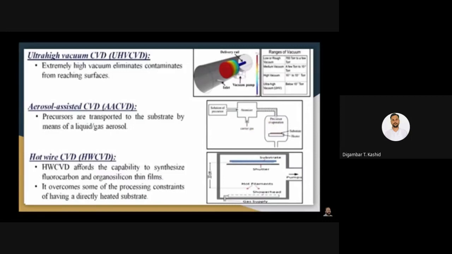Okay, so next one is called the hot wire CVD, HWCVD process. HWCVD affords the capability to synthesize fluorocarbon and organosilicon thin films. It overcomes some of the processing constraints of having a directly heated substrate. Here we are going to use a certain kind of heat, which is why it is known as the hot wire CVD process. Okay, so here we have covered some types of CVD process.